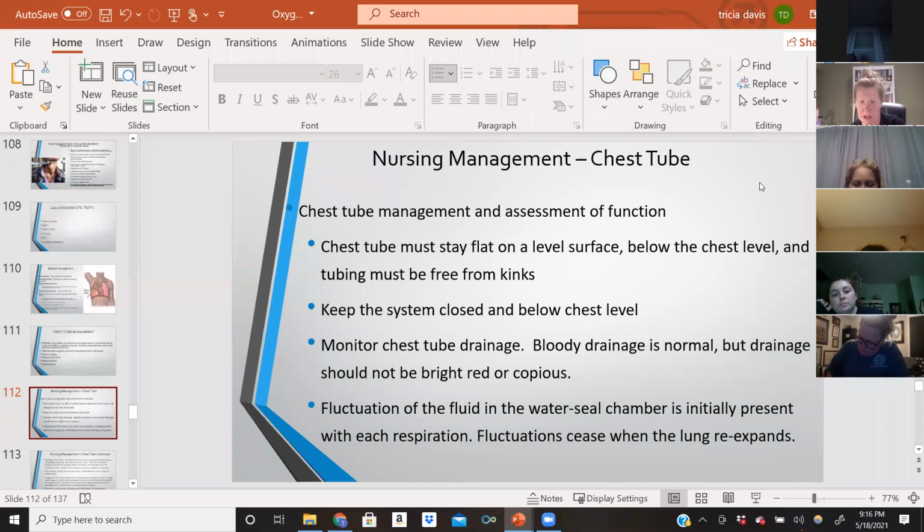When you first set up your chest tube, you should have some fluctuation of fluid in what we call the water seal chamber. This is initially present each time the patient breathes in and out. Eventually, as that lung re-expands, that's going to stop. You're not going to see that anymore.